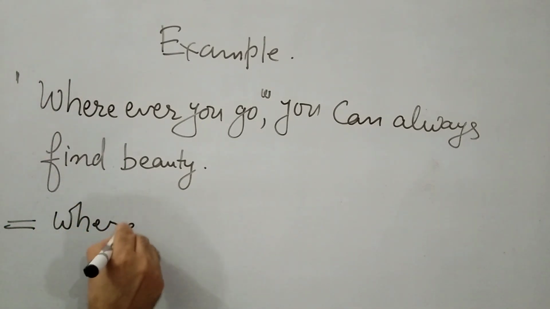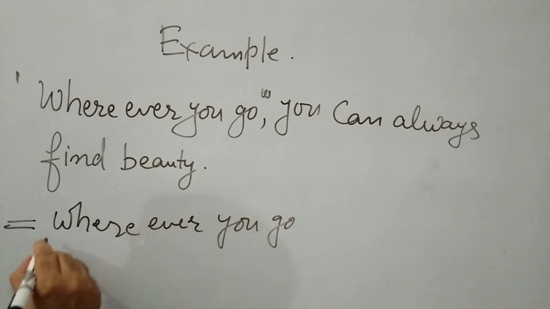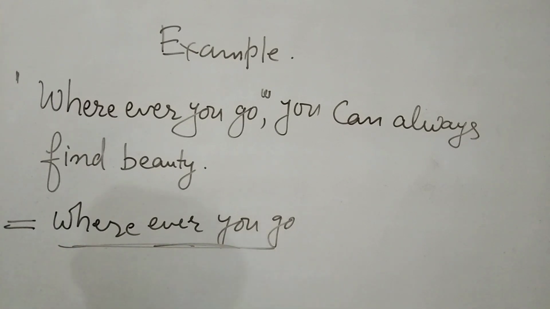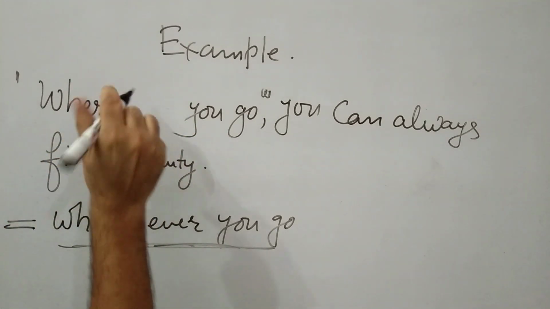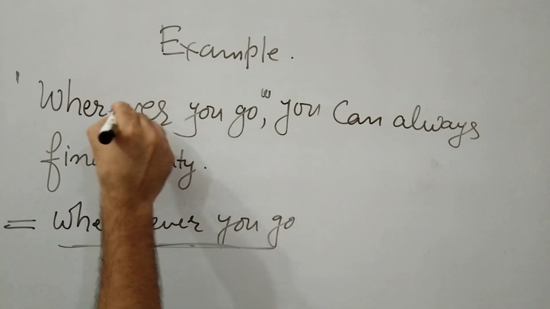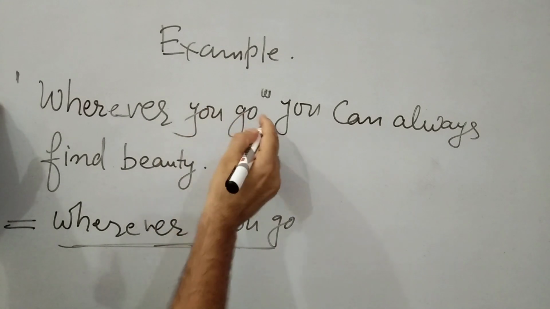Wherever you go, this is not giving us complete sense. So what happens then? Wherever you go, what is next? You want to know what the other part of the sentence is, because this part is not giving us complete information. So you need something more to know about it.